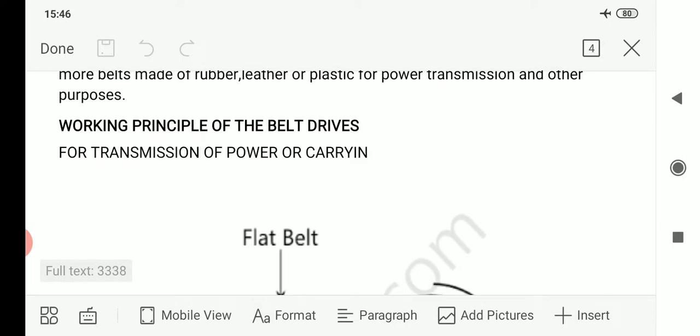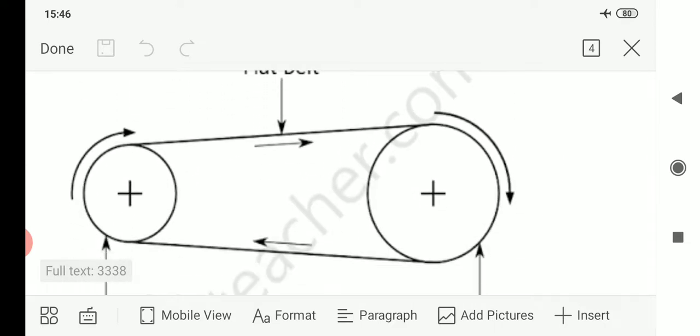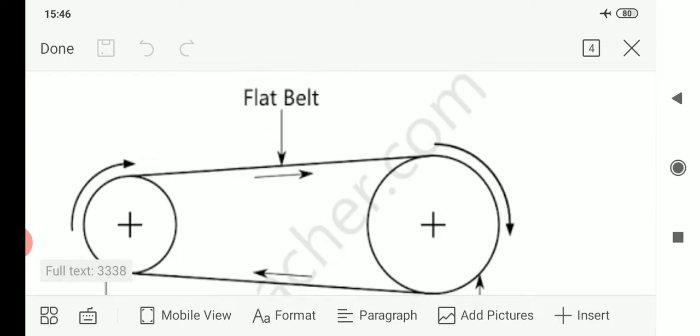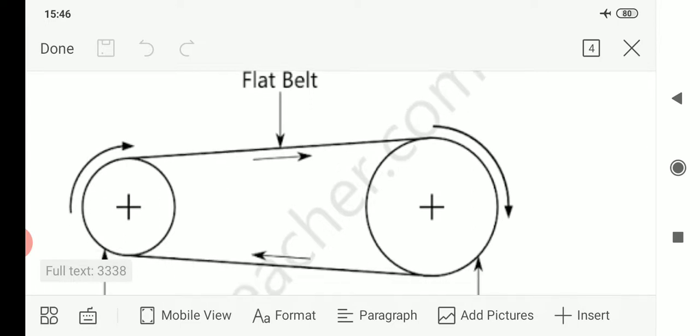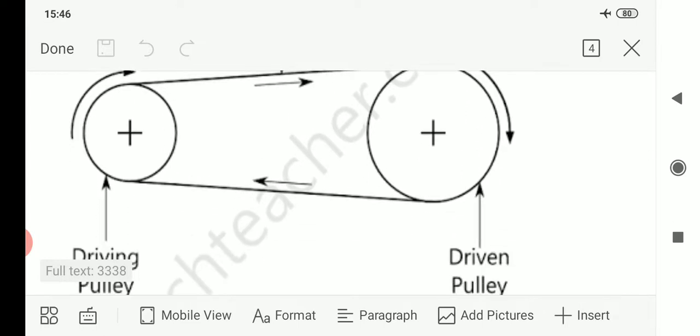Majorly, the belt drive is used for transmitting power or for carrying load from one point to the other. This diagram that we can see is a typical type of belt drive, and this one is an open belt drive. We can all see it, the driving pulley which is rotating clockwise and the driven pulley which is also rotating clockwise, because it is an open belt drive. That is why both pulleys are rotating in the same direction.